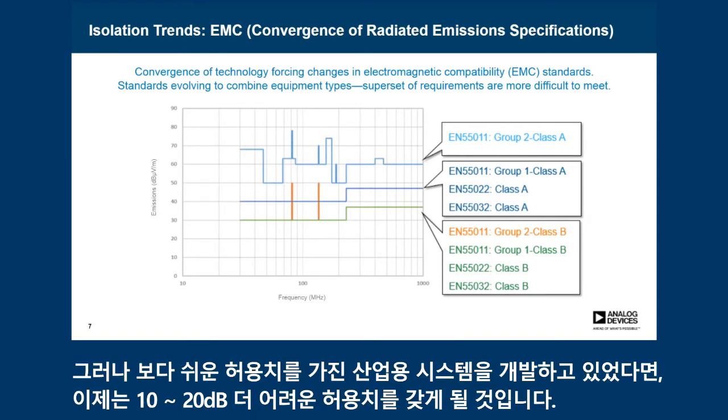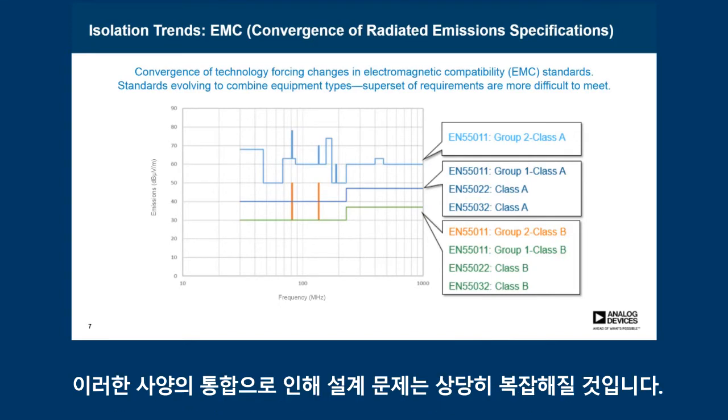But if you were working on an industrial system that had these easier limits, now suddenly you have limits that are 10 to 20 dB more difficult, and so your design challenges just got ratcheted up quite a bit by this convergence of the specifications.